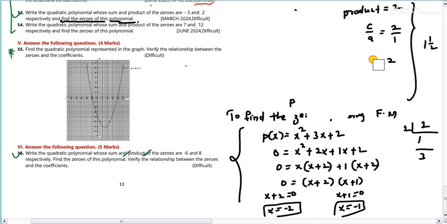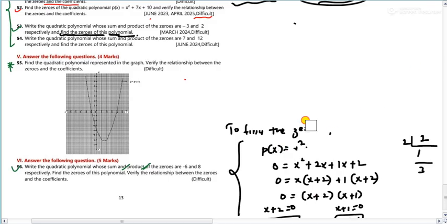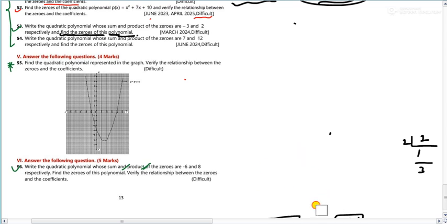Yeah, next is question number 54. Again it's same method. Can you try and tell me 54? Same which I did just now. You have to solve it using same method. You need to find the polynomial. Sum is given as 7 and product is given as 12. Once polynomial is found, you need to find the value of its zeros as well.